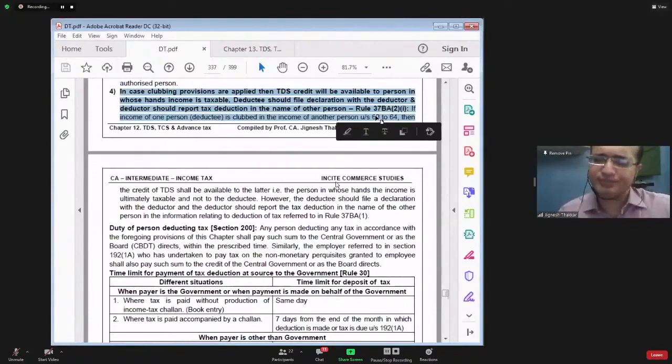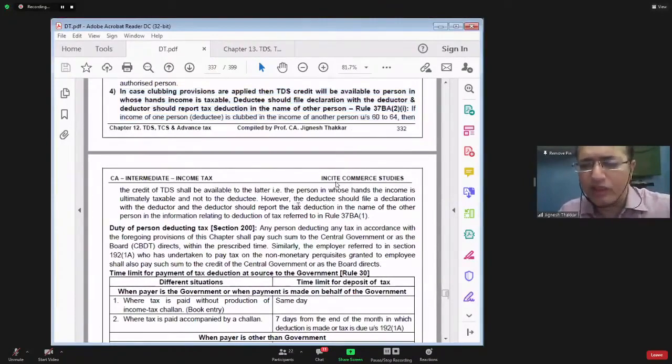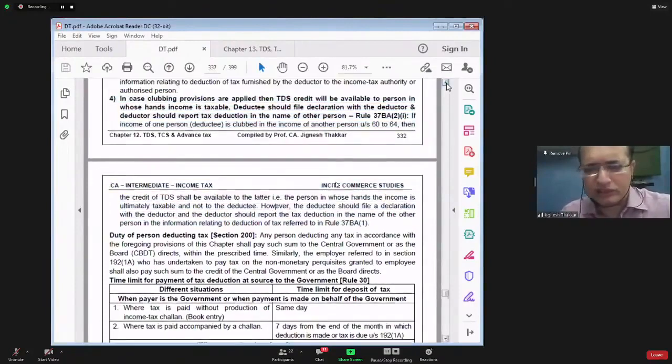So basically, TDS will get adjusted against the tax liability of the parent. Further, an application is required to be given to the payer, and the payer should report this TDS against the name of the parent only. Have you understood this?